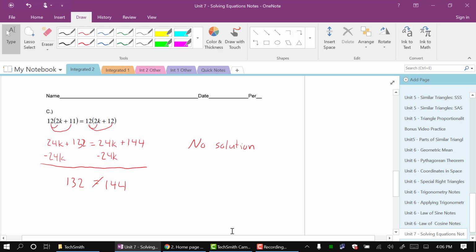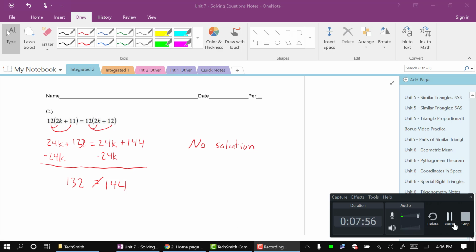So go ahead, look through these, and then you're going to use these notes to help you answer the practice problems for today.